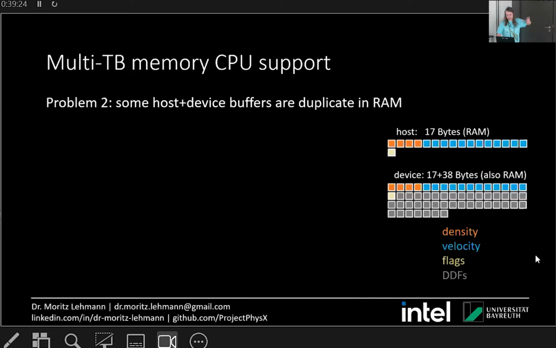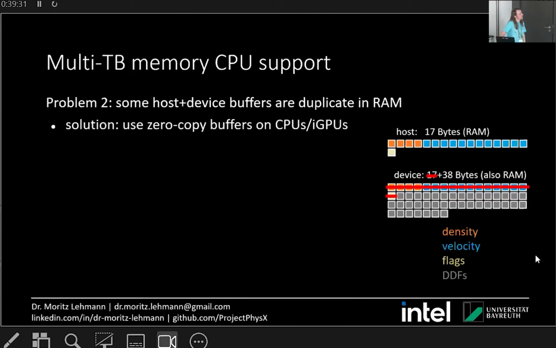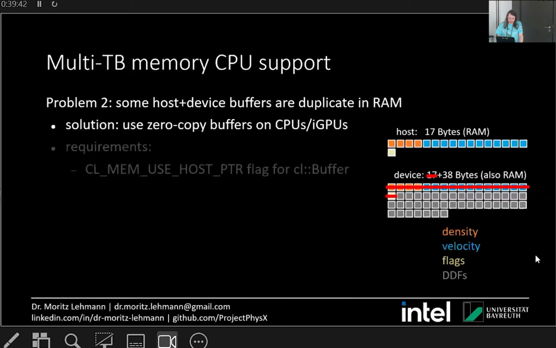We need copies of that in device memory, but on the CPU, both of those are on the same system host memory. So for this device part, we can just cancel those out using the pointers to the host memory. And this feature is called zero copy buffers in OpenCL.